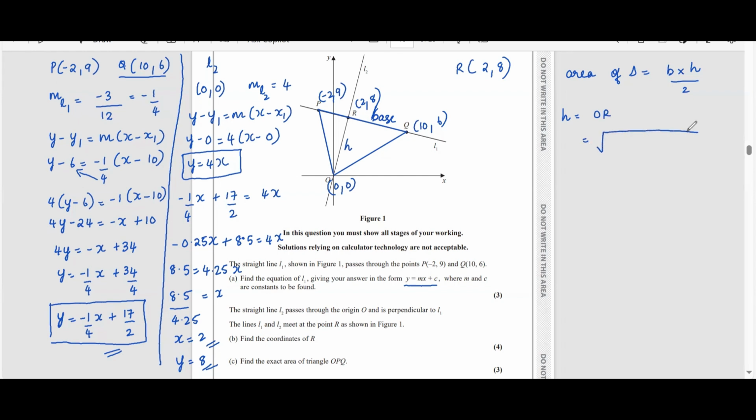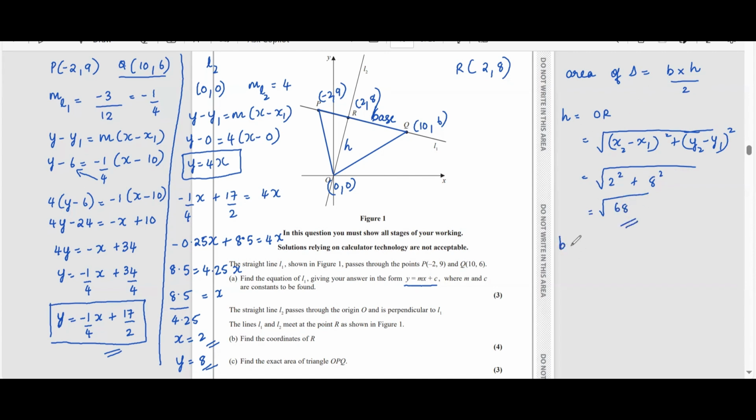The formula is the square root of x2 minus x1 the whole squared plus y2 minus y1 the whole squared. Considering (0, 0) as x1, y1 and (2, 8) as x2, y2: x2 minus x1 is 2 minus 0, that is 2 squared, plus y2 minus y1, 8 minus 0, that is 8 squared. This gives the square root of 4 plus 64, which is the square root of 68. So we got the height.